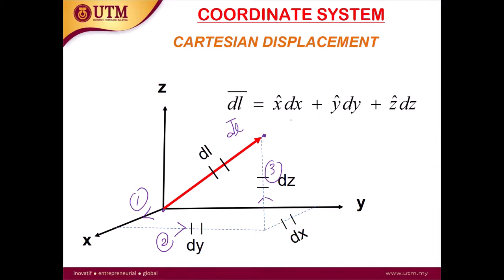So the first part, we have the increment along the x-axis. We have the unit vector x indicating the component x, and then we have the increment along the y-axis. This is the unit vector of y. And then we have an increment along the z-axis, which is dz. This is how we write the dl in this case.